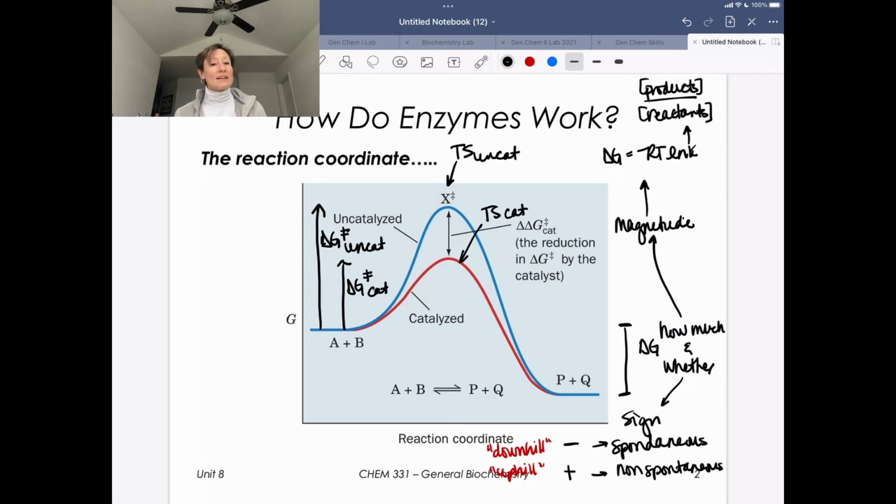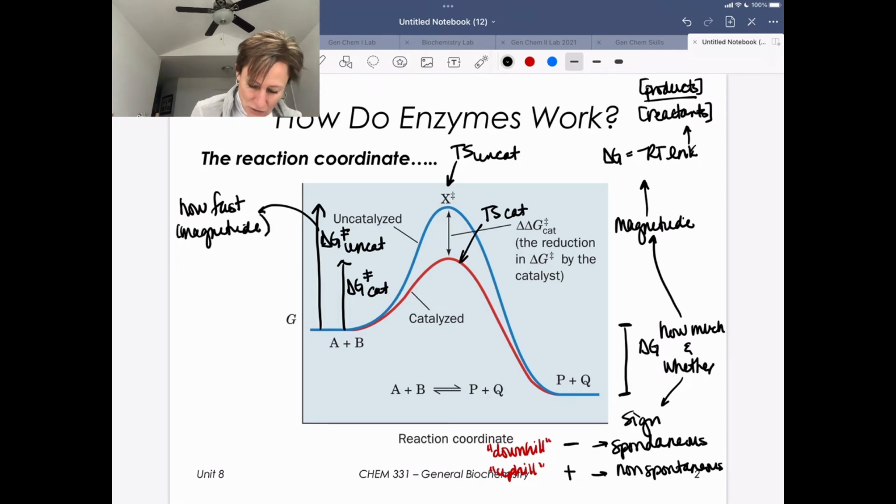And remember, when we think about delta G double dagger, we are reflecting the how fast. There's only a magnitude component to this because delta G double dagger is always going to be a positive value. We're always going up and over a transition state, so that's always going to be a positive energy. But the magnitude of it is going to be related to how fast that reaction is. So this really is a magnitude piece.